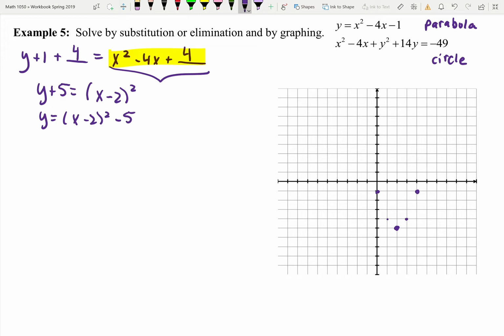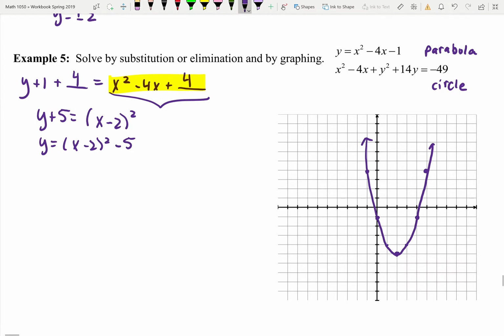Let's do the next one. The next one would be 3 what? Tell me. 9. Yes. So 5 higher than the other one. And now I've got this nice, accurate, full parabola. Okay? Okay, let's do the next one.